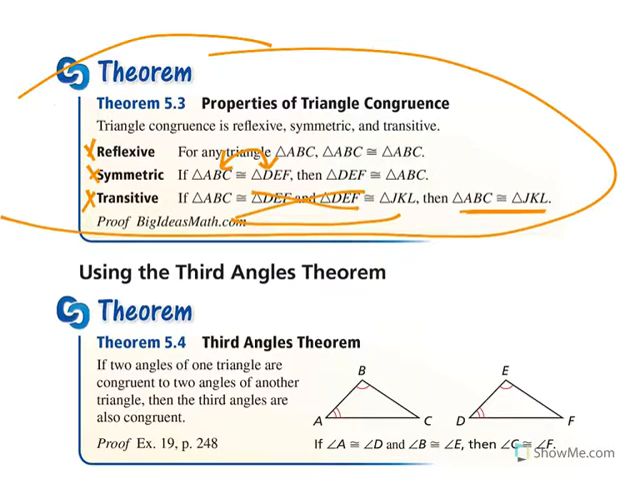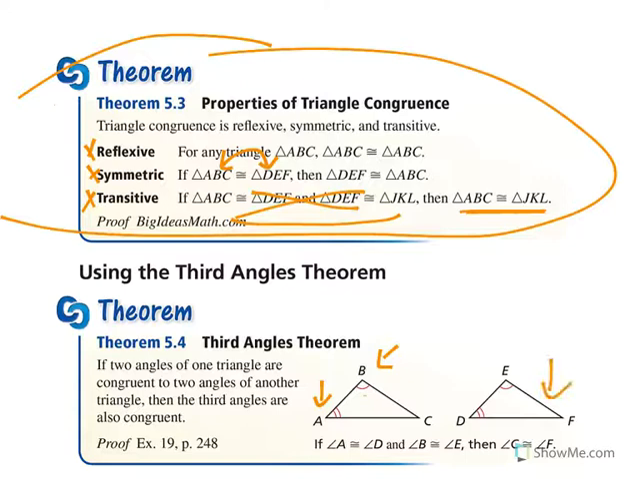Then we have third angles theorem. Third angles theorem just tells us that if I already know that two angles in my triangle are congruent, then I can automatically know that the third angle is congruent, right? Because think about this. If I know two angles in my triangle, I know angle A and I know angle B, well, we know all three angles in a triangle add up to be 180. So if I add them together, I would be able to find C no matter what.